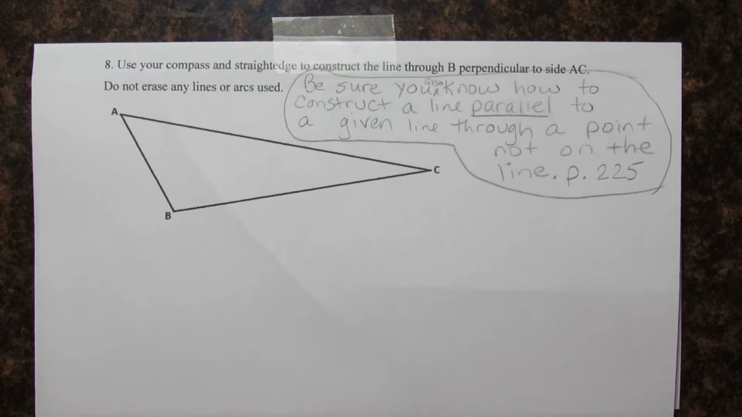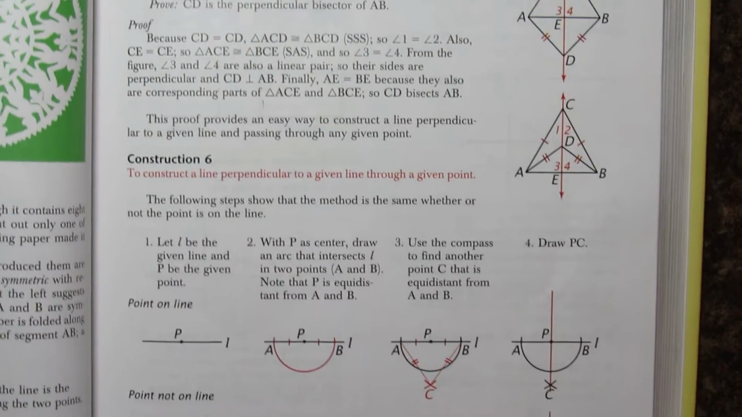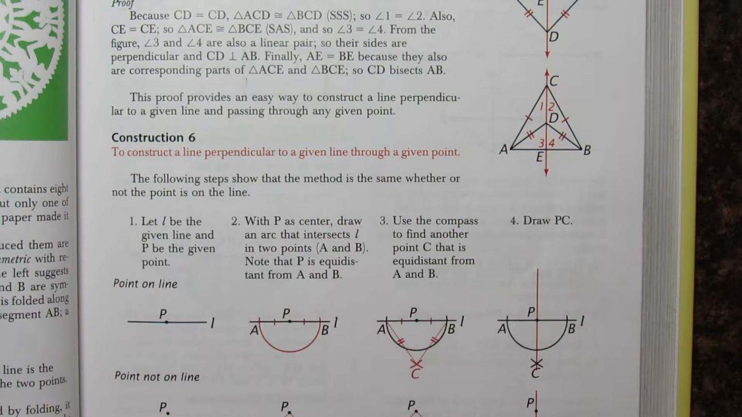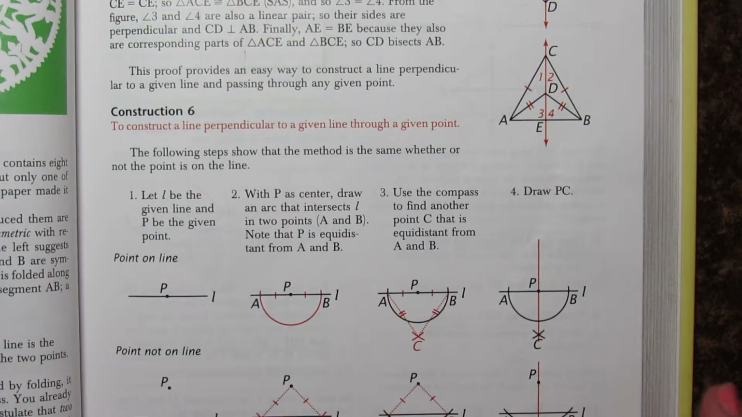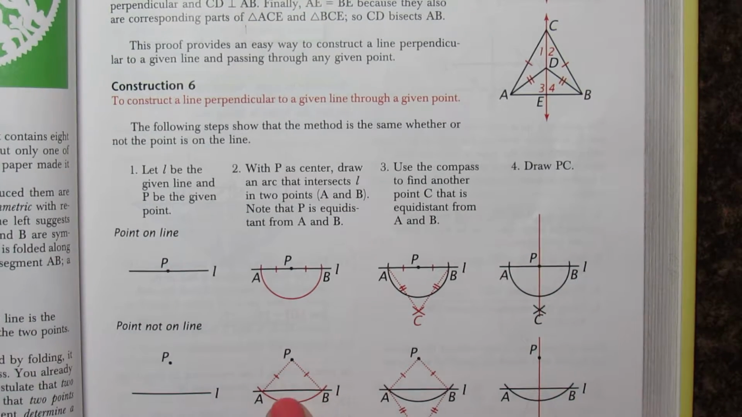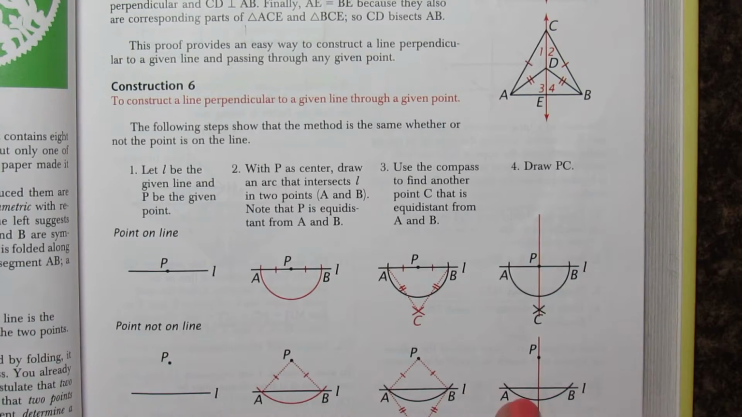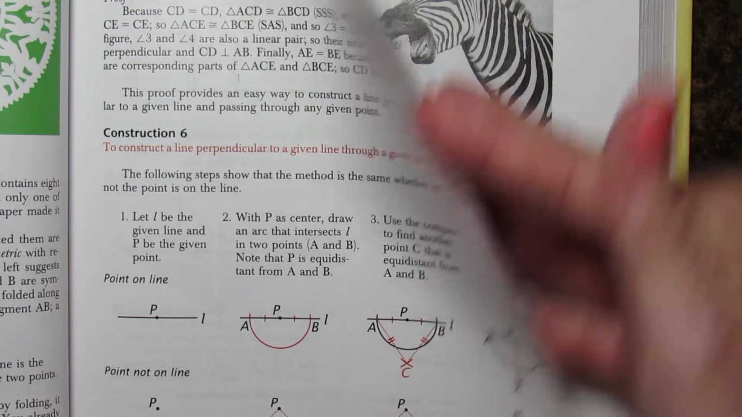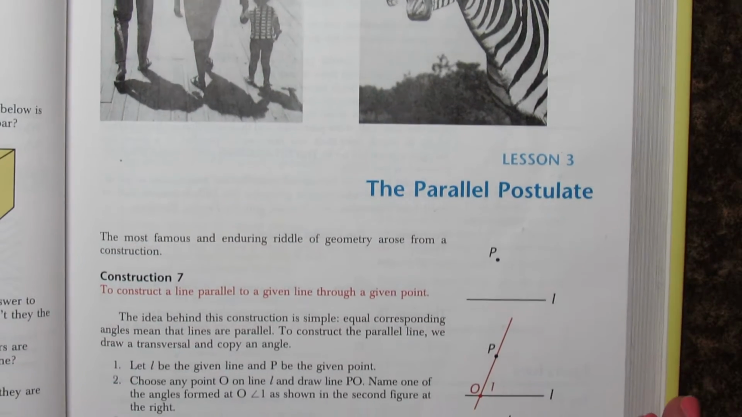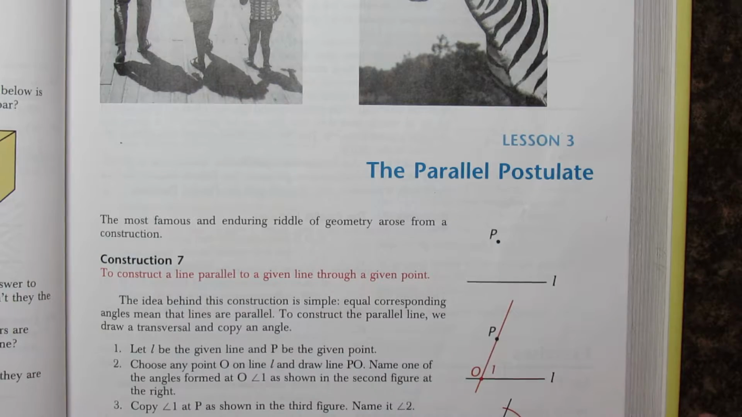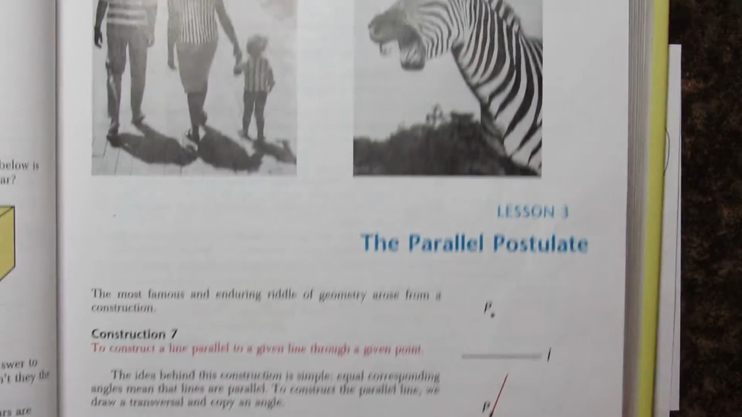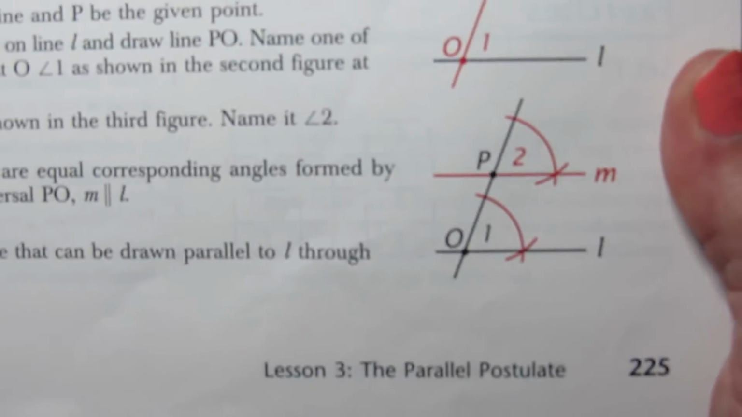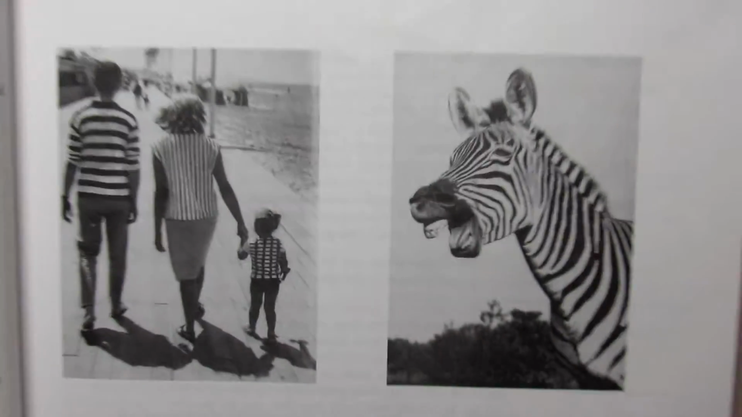So if you look on page 213, you're going to see how to construct a perpendicular bisector, or how to construct a line perpendicular to a given line through a given point not on the line. That's right down here, on page 213. Another very important construction that you need to make sure you know how to do is how to construct a line parallel to a given line through a given point, and that is here on page 225. So make sure you know how to do that too.